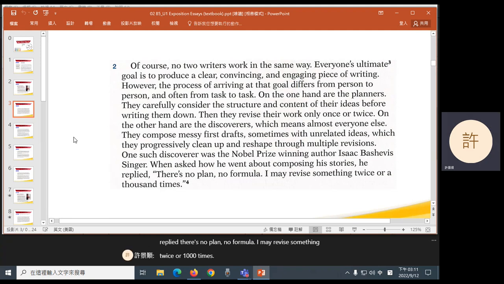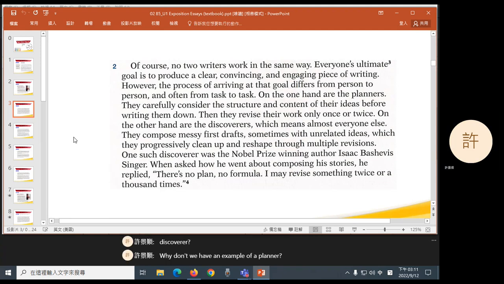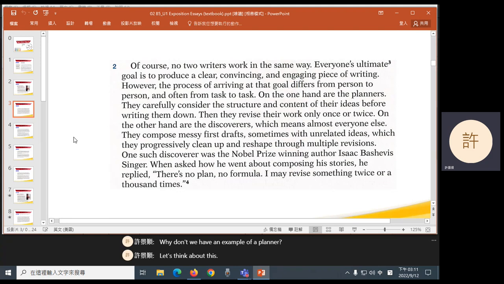So here's a question. Why do we only have an example of a discoverer? Why don't we have an example of a planner? Let's think about this. When you think about what is a good writer, do you first think of a planner or do you think of a discoverer?